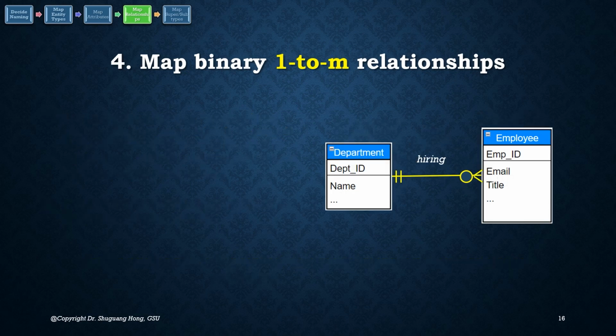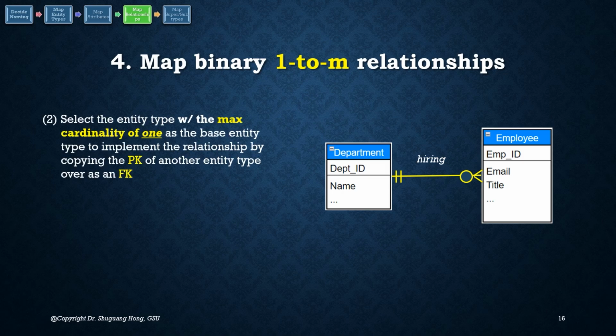4. Map binary one-to-many relationships. Next, we take on one-to-many relationships. We use the relationship between department and employee as an example. This example assumed two business rules. A department may hire 0 or many employees, but an employee works for only one department.